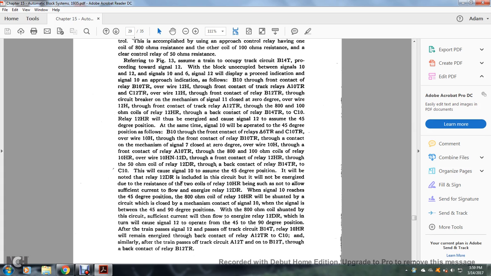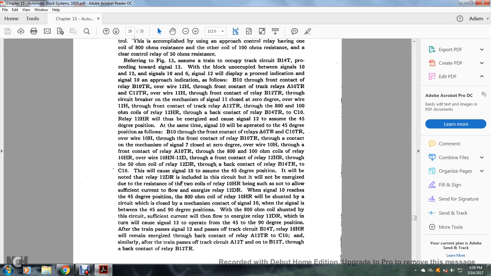It will be noted that relay 12DR is included in the circuit, but it will not be energized due to the resistance of the two coils of relay 10HR being such that they do not allow sufficient current to completely energize relay 12DR. When signal 10 reaches the 45-degree position, the 800 ohm coil of relay 10HR will be shunted as a circuit is closed by the mechanism contact of signal 10 when the signal is between the 45 and 90-degree positions, with the 800 ohm coil shunted by the circuit. Sufficient current will then flow to energize 12DR, which in turn will cause signal 12 to operate to the 90-degree position.